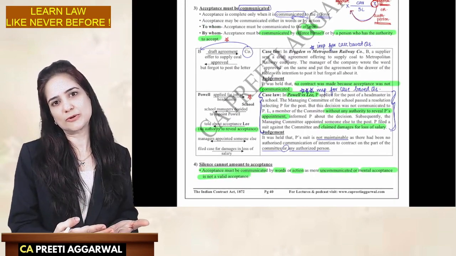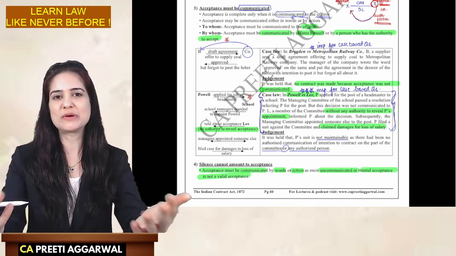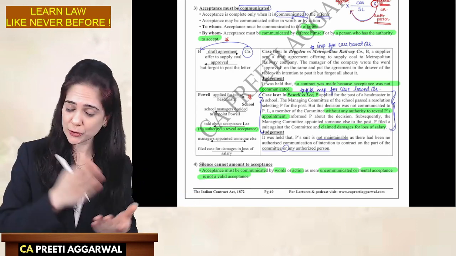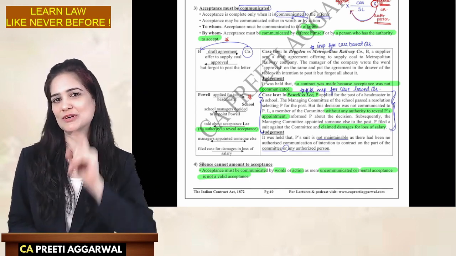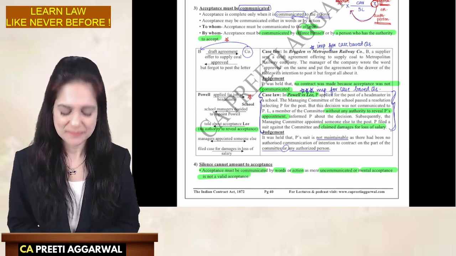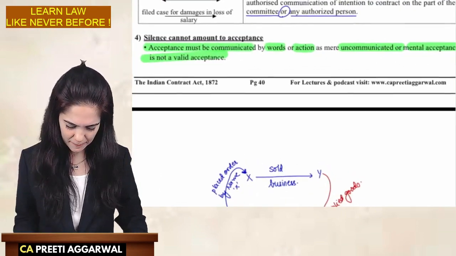Can I say that these points are related? Silence does not amount to acceptance. Acceptance must be communicated. Or you can say acceptance must be communicated. That is why silence does not amount to acceptance. Both the points are connected.